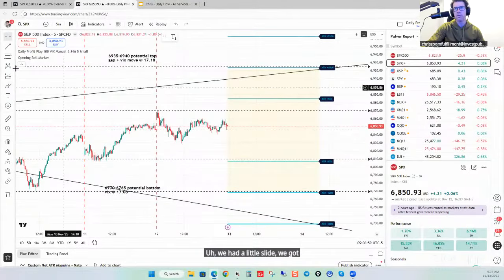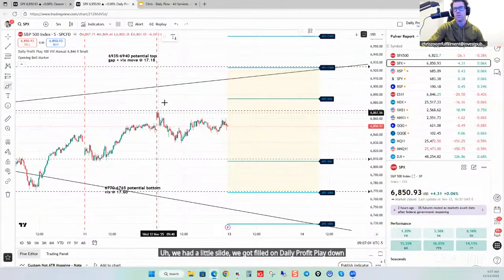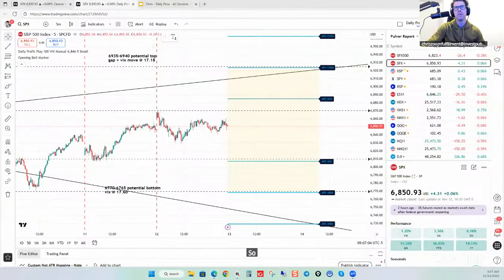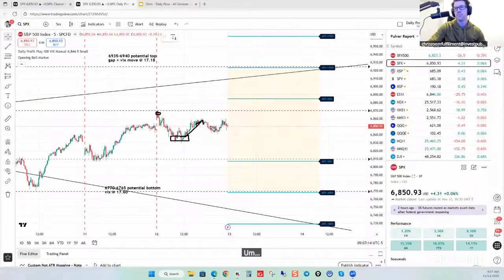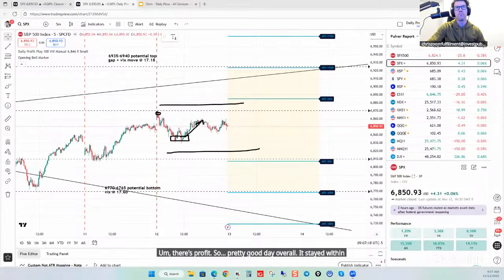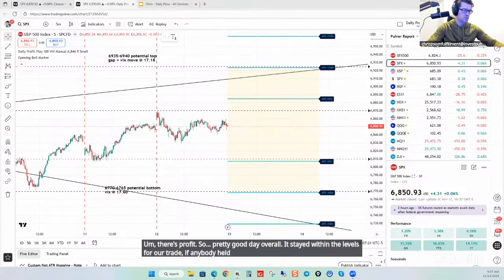Filled on daily profit play down here. So open, open. We were filled for a daily profit play here, and shortly after, nice profit. So pretty good day overall. It stayed within the levels for our trade if anybody held it longer, but we took a nice profit overall. That was a nice win.